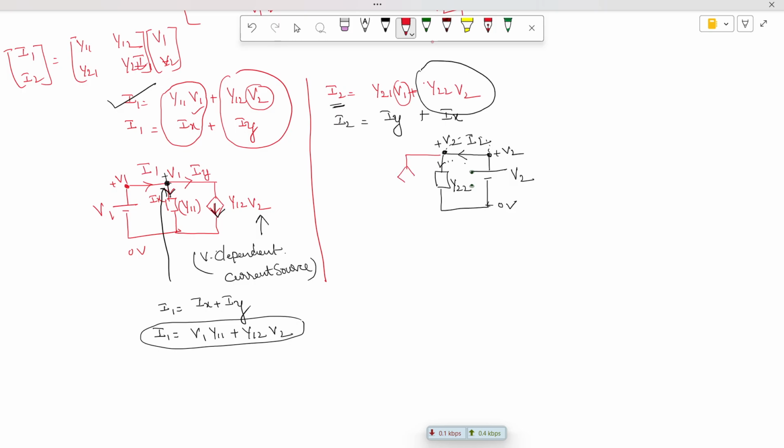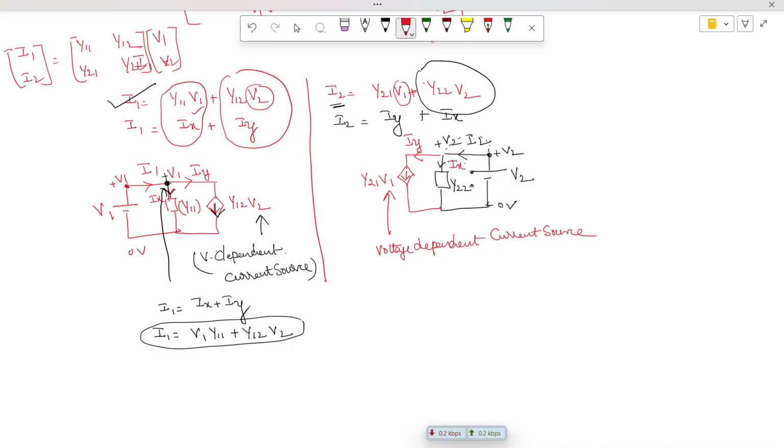So this dependent source I'm representing with a rhombus. And what is the value of this? Y21 V1. Okay, so this is also a current source which is leaving. This current I'm going to label as Iy. This current I'm going to label as Ix, and this also should leave the branch. And what kind of source is this? Voltage is a parameter, therefore voltage dependent. Voltage dependent, what kind of source? Current source. This is a voltage dependent current source.